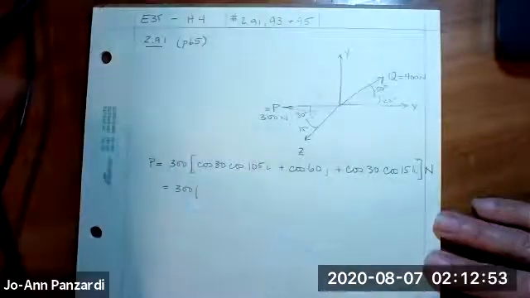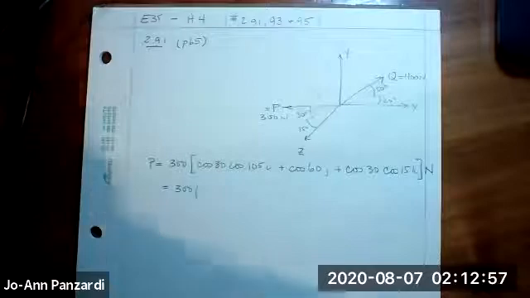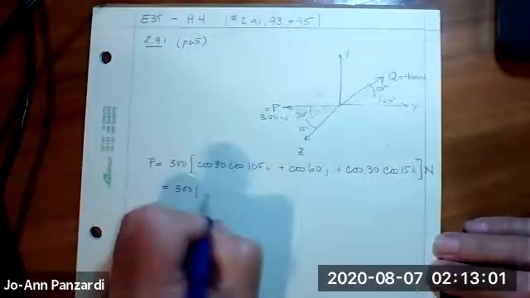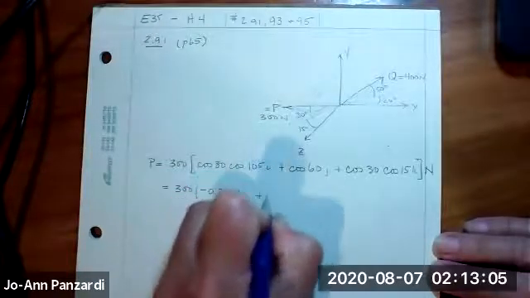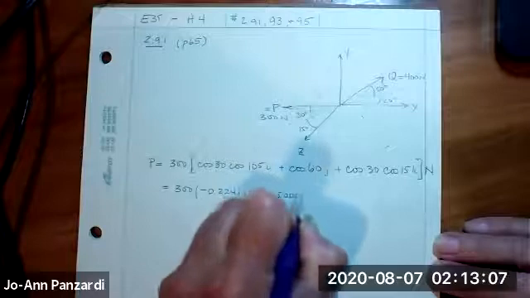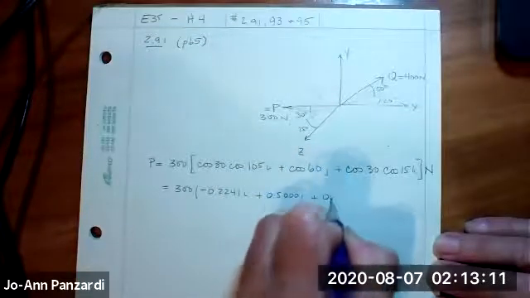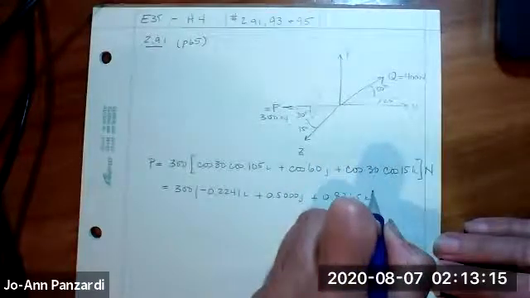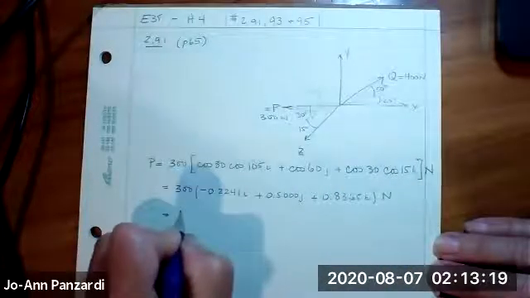And the magnitude and the direction angle, I have it written down here on my notepad, turns out to be negative 0.2241 i plus 0.5000 j. Notice unit vectors are always done in 4 decimal places, plus 0.8365 k, and that's newtons.